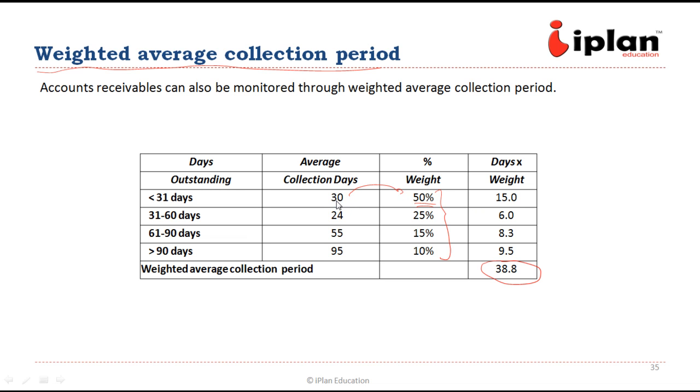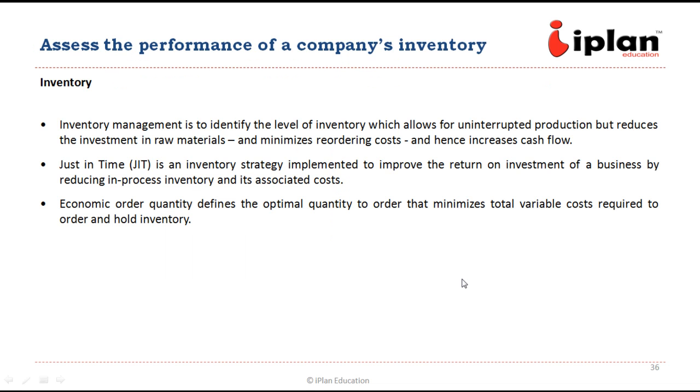The average collection day is multiplied with the weight, and finally we sum them up and we get 38.8 in this case as the weighted average collection period, which says on an average the number of outstanding days for receivables was 38.8. So clearly this is giving us a better picture. So this was about the receivables. Let us look at the inventory now. How to manage and assess the performance of the company's inventory.